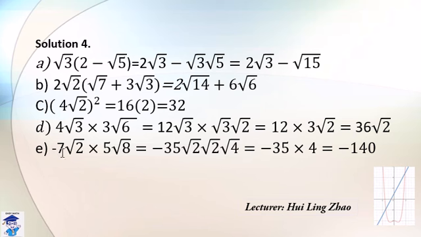Number E, negative 7 times square root of 2 times 5 times square root of 8. So negative 7 times 5 is negative 35. And then 8 equals 4 times 2. So in the square root there are square root of 2 and then square root of 4. So you get 4. And then the 4 times negative 35 is negative 140.